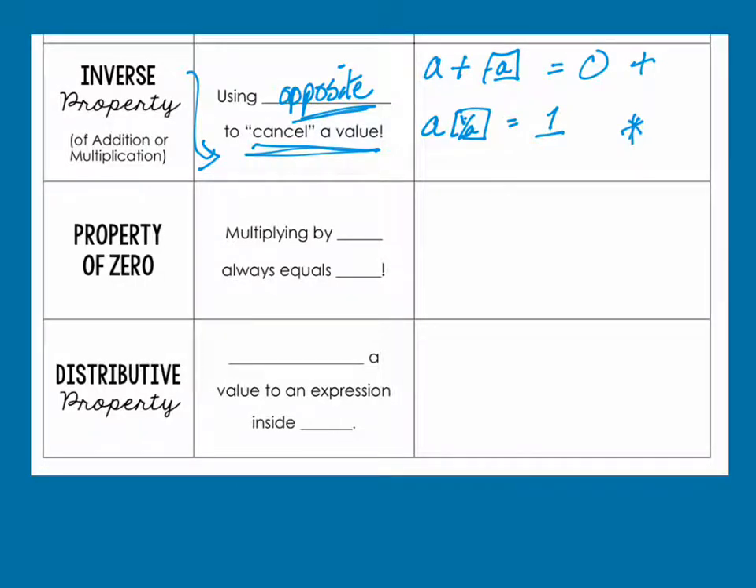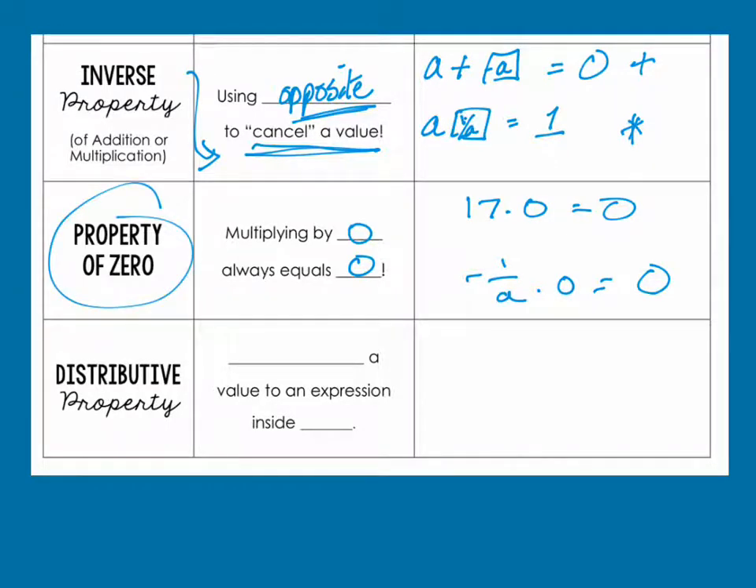The zero property says that multiplying by 0 always equals 0. And so it's just multiplication. So 17 times 0 equals 0. Or negative 1 over A times 0 equals 0. So I know you know that, but you need to know it's called the property of 0. All right, and the distributive property I know you've learned in the past. It's when you multiply a value to an expression inside parentheses. So for instance, A times (B plus C) is equal to AB plus AC.